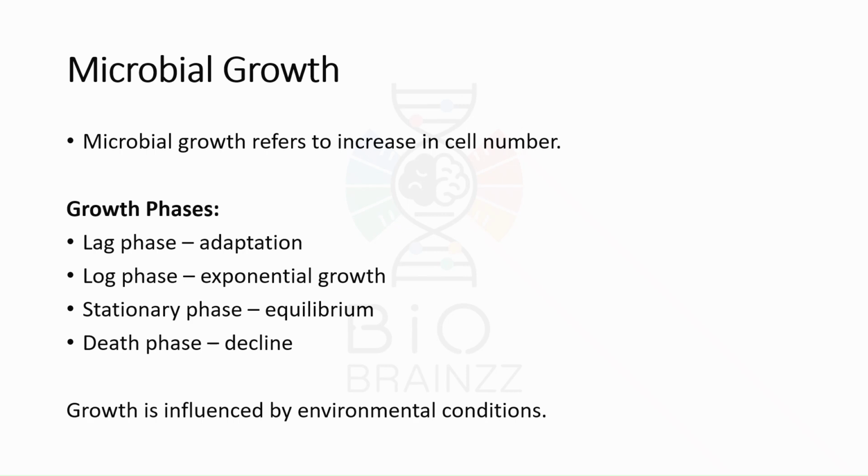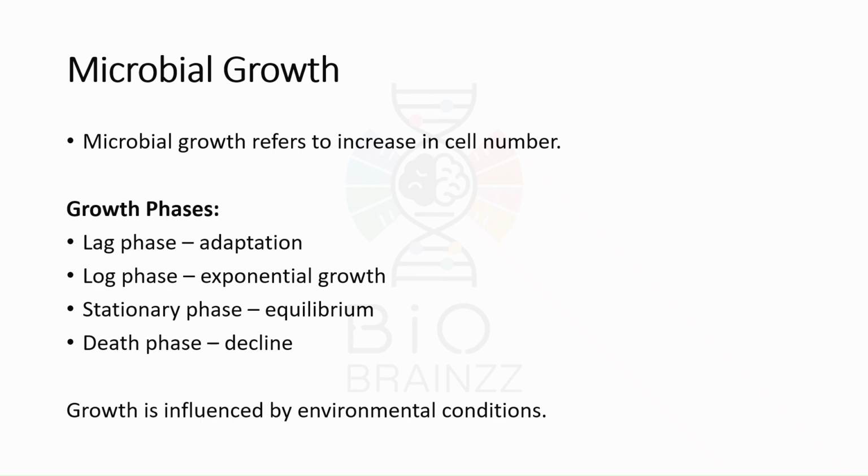Microbial growth refers to an increase in the number of cells rather than an increase in size. When microorganisms are grown in a controlled environment, they exhibit a characteristic growth curve consisting of four distinct phases. These phases help in understanding how microorganisms respond to environmental conditions over time.